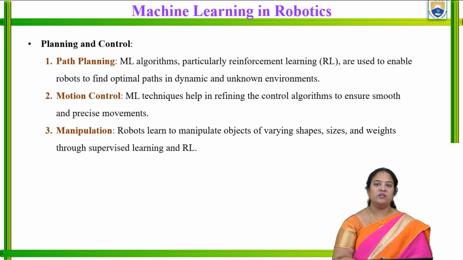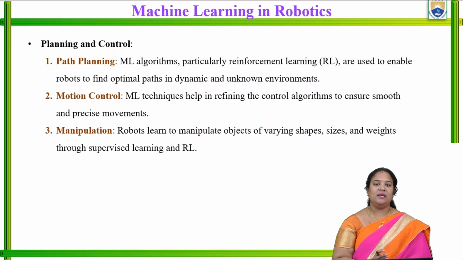When there is no motion control for the robot when it is moving, then that robot will not be in its senses and we don't know what activity it is doing. So we need correct path planning, and we also need control over the motion, and we should also have control over the manipulation, right?